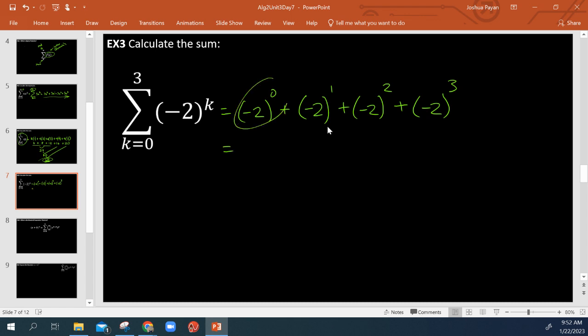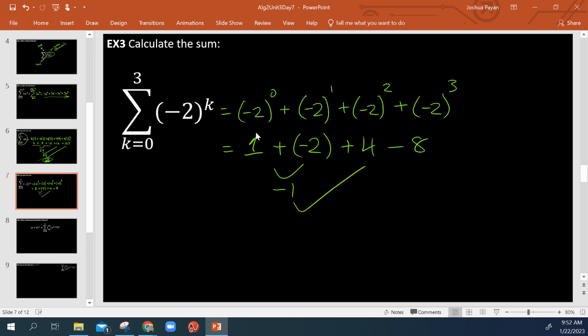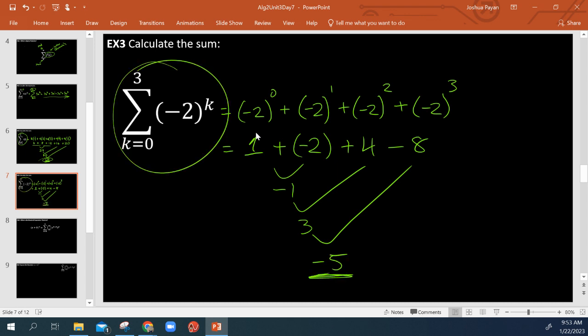Right? So anything to the 0 power is always just a positive 1. Plus negative 2 to the first power, well, that's just negative 2. Plus negative 2 squared, well, that's just positive 4. And this guy here is going to be negative 8. Okay, then we just add. So 1 minus 2 is negative 1. Plus 4 is positive 3. Minus 8 is negative 5. So the sum of this would be negative 5.